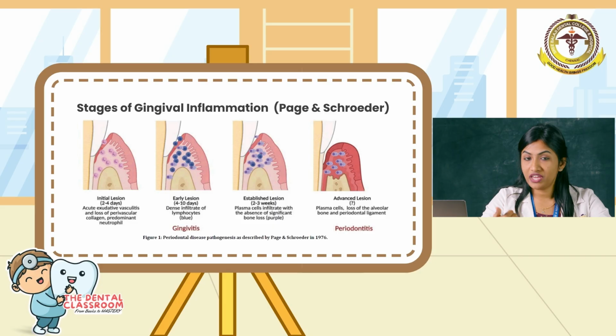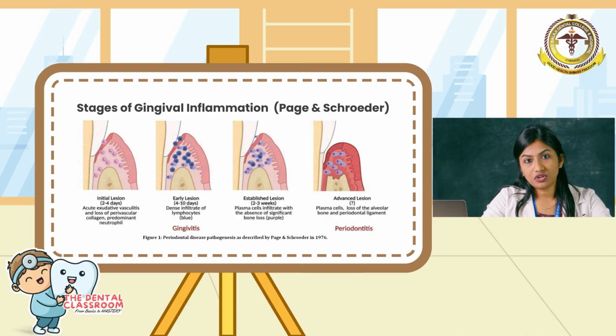Nowadays we have various types of models that have come into the picture. Till 2025 we have a description of various models of pathogenesis of inflammation in the periodontium. But this Page and Schroeder model has become the standard in Carranza's book, which is helpful for undergraduates and for the simplified versions of understanding.